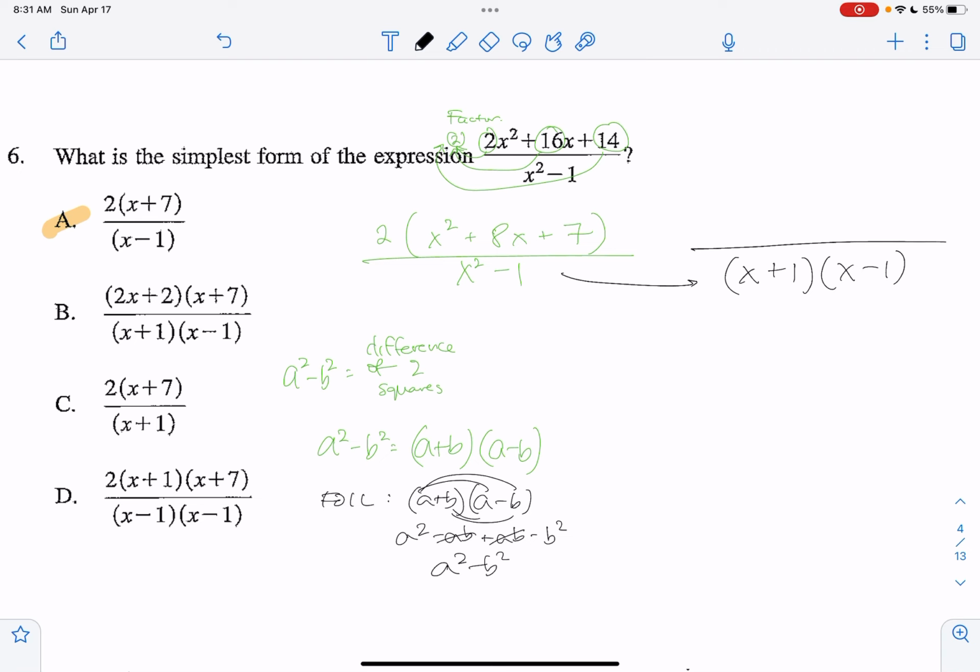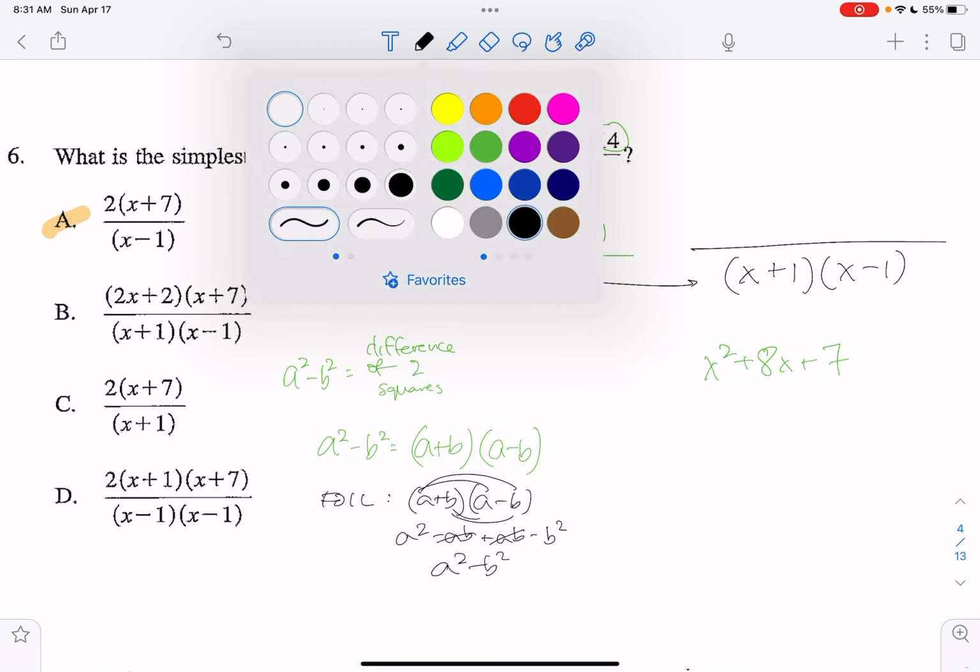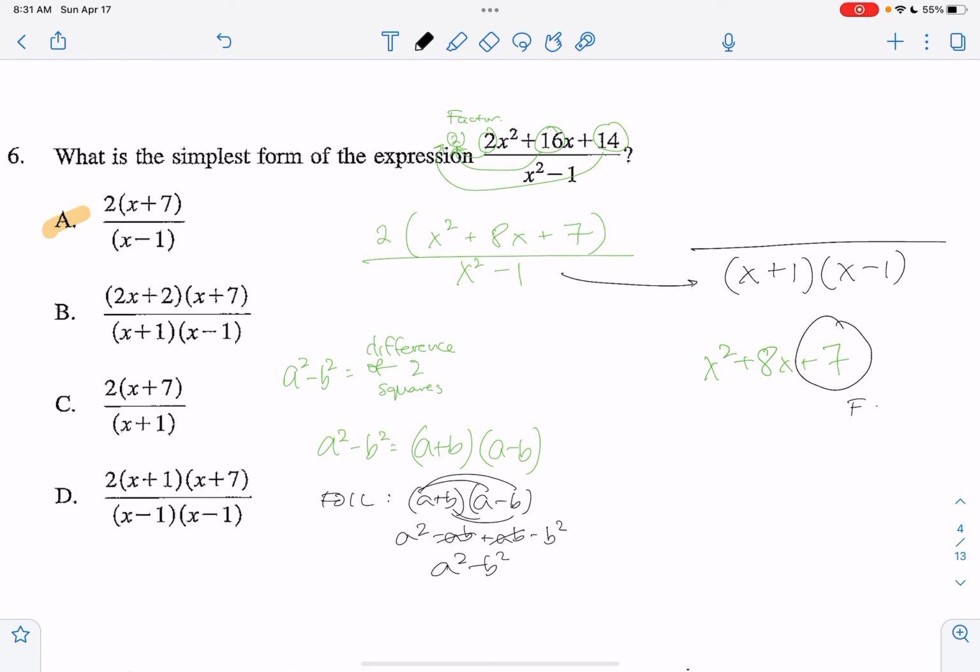Now for the numerator, you just factor this as normal. Here you want to look for the factors of 7. And 7 is prime, so it's only 1 and 7. And it turns out that they both add to get 8.